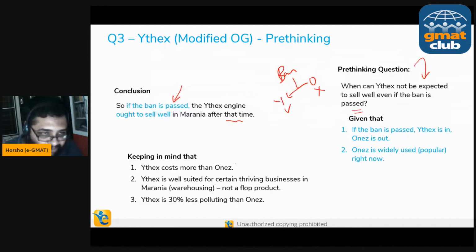Hey, Vitex does cost more than Ones. You know that Vitex is not a useless product. You can expect a certain level of demand because it is well suited for at least some thriving businesses. Warehousing was an example. It's not a flop product. And Vitex is 30% less polluting. It is definitely a cleaner product than Ones. These are the other things that you should keep in your mind.